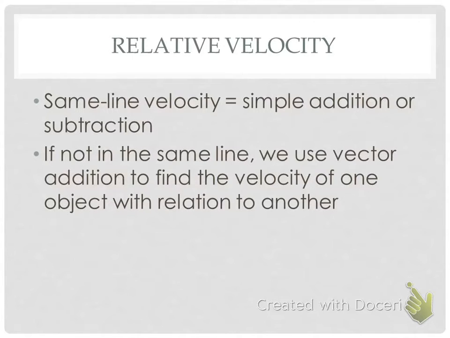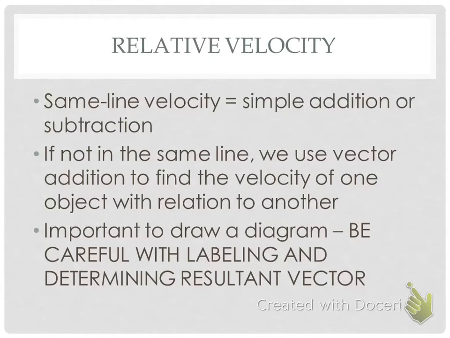Okay? So if we're not in the same line, we're going to use vector addition. So this, again, goes back to really simple Pythagorean theorem and sine, cosine, tangent. Okay, so the math behind relative velocities is simple. The setting up of the diagrams and all that kind of stuff is where it gets more complex. Okay. So on relative velocities, it's really, really important that you draw the diagram talking about what's the goal, or where are they going to end up, or what are they trying to do. Okay, that part of it is really, really important.